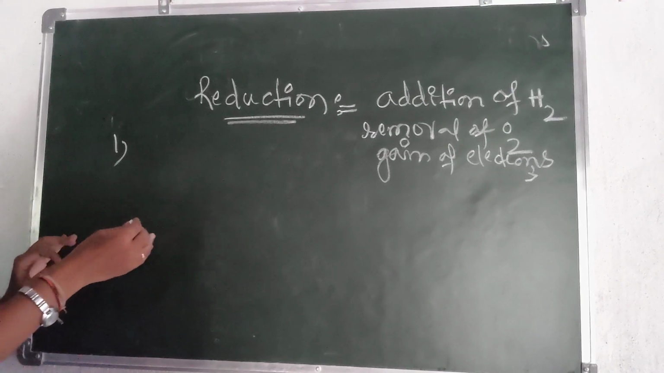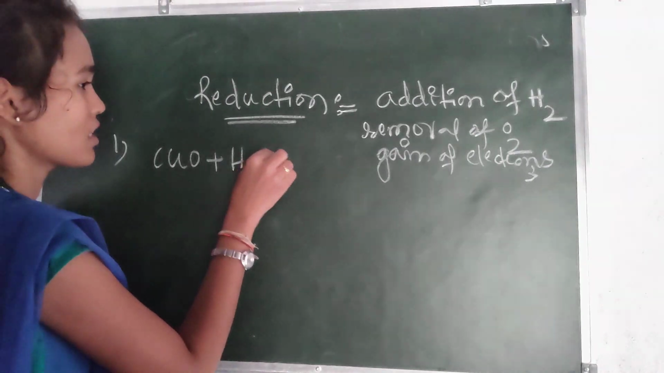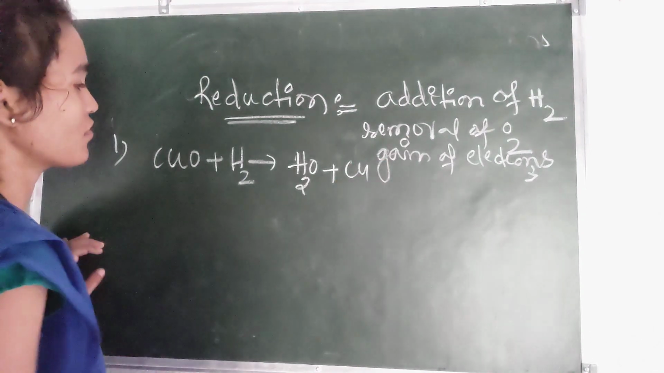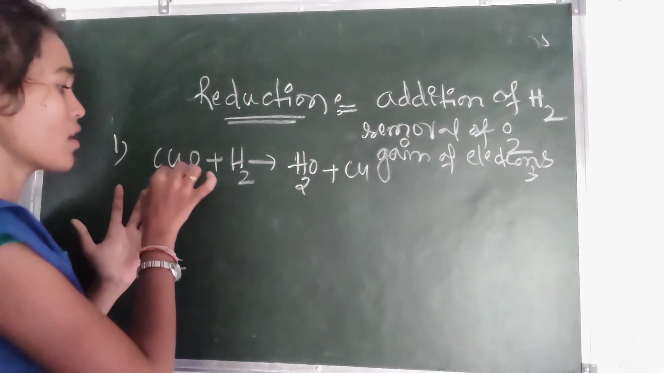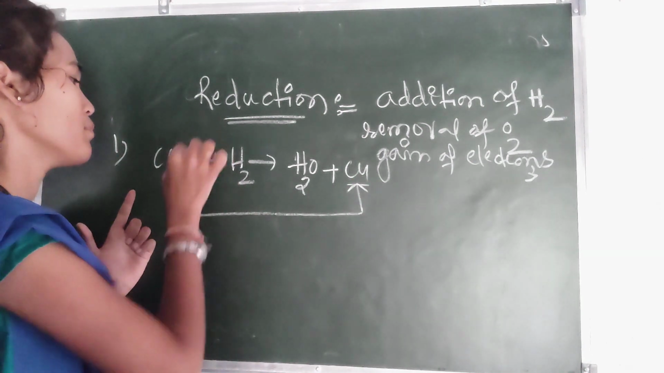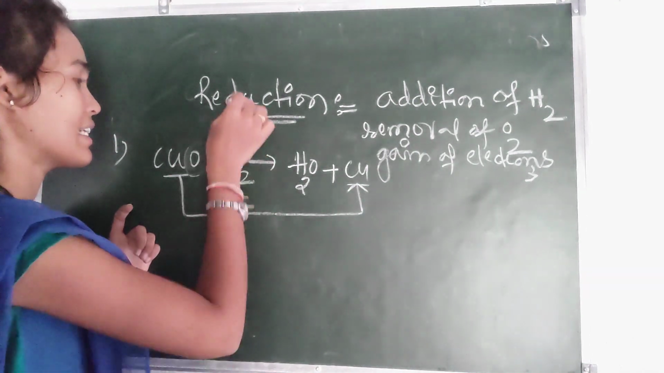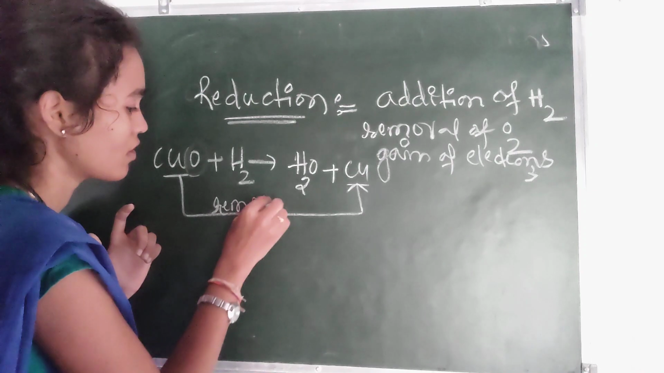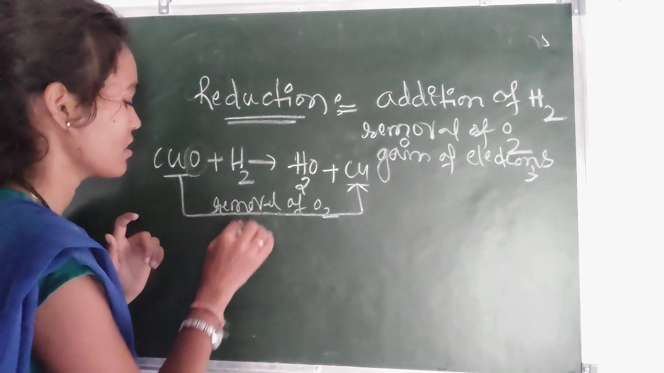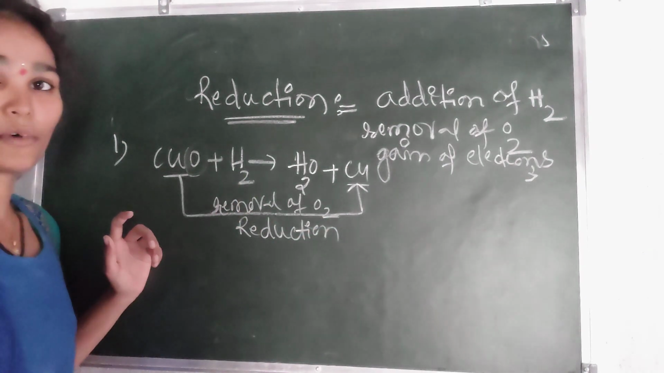First example, copper oxide and hydrogen. H2O plus copper will form. See here, copper oxide to copper. Removal of oxygen means what? Removal of oxygen is nothing but reduction. This is reduction. Okay, this is one example for reduction.